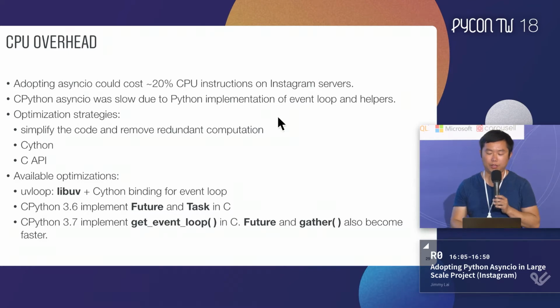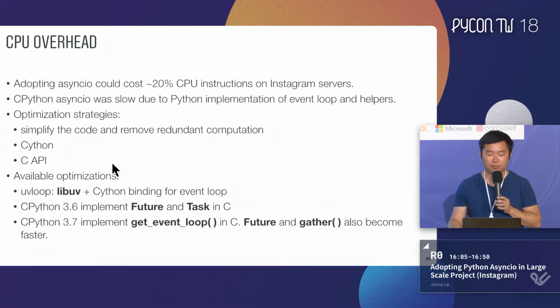So we need to optimize it. And the way to optimize it is we can simplify the logic, remove some redundant computation, and use more efficient data structures to make it faster. And we can also use Cython to add C types to the code and compile the code to C, and it will also be faster. And the last one is to implement the function in the Python C API, and it will become very fast.